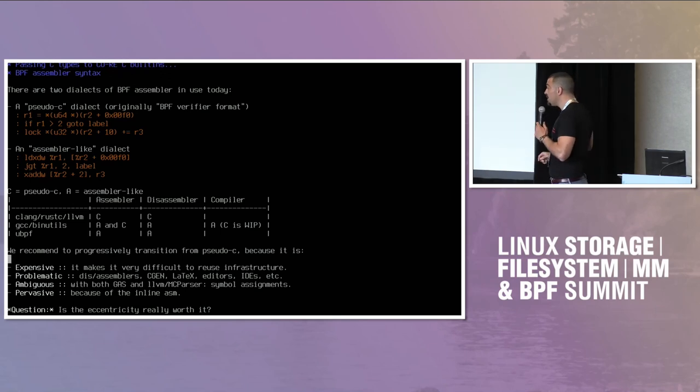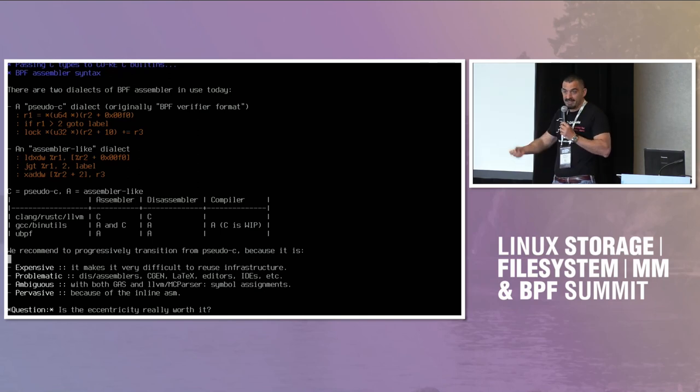The second point is that having a syntax like this for assembly languages is problematic. It's problematic because there is a lot of existing infrastructure, like assemblers and disassemblers supporting several targets, and things like CGEN, where you provide a CPU description and it generates a parser for you. LaTeX, right? In LaTeX you have templates for when you write your papers or presentations for assembly language, and they don't work with this either, right?